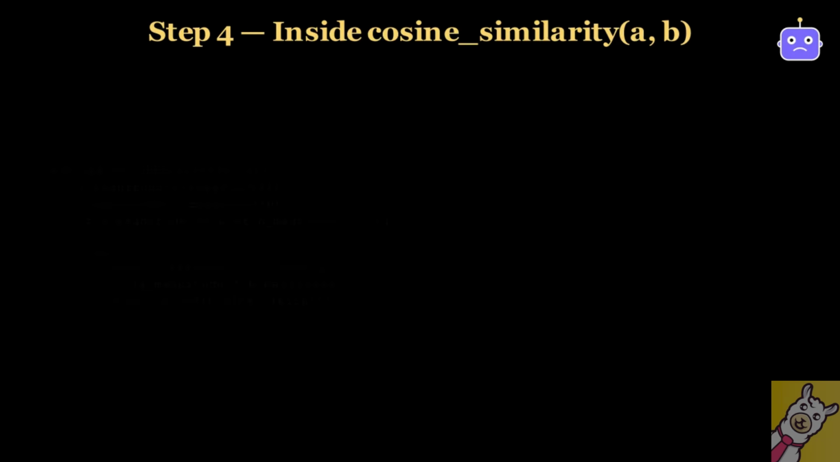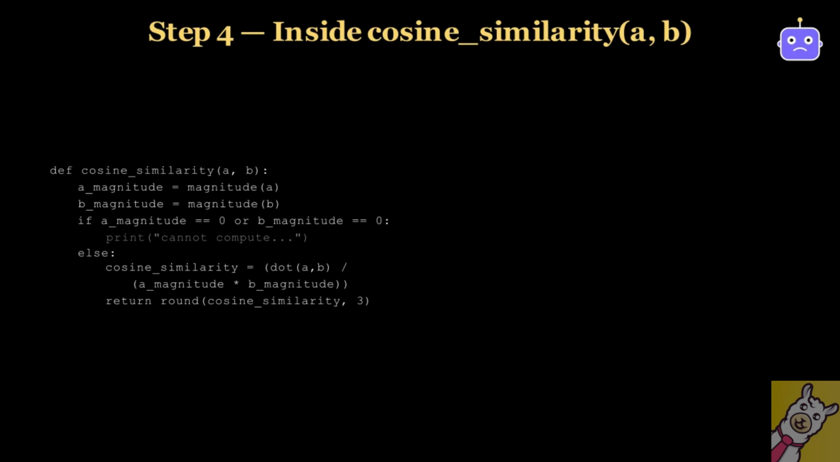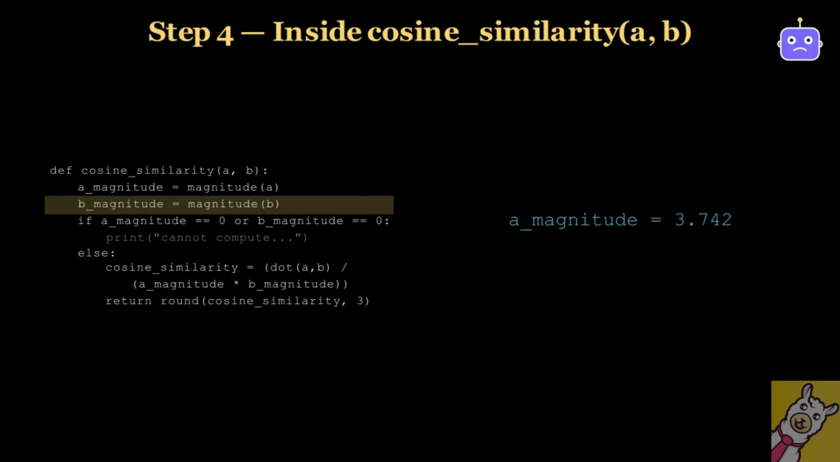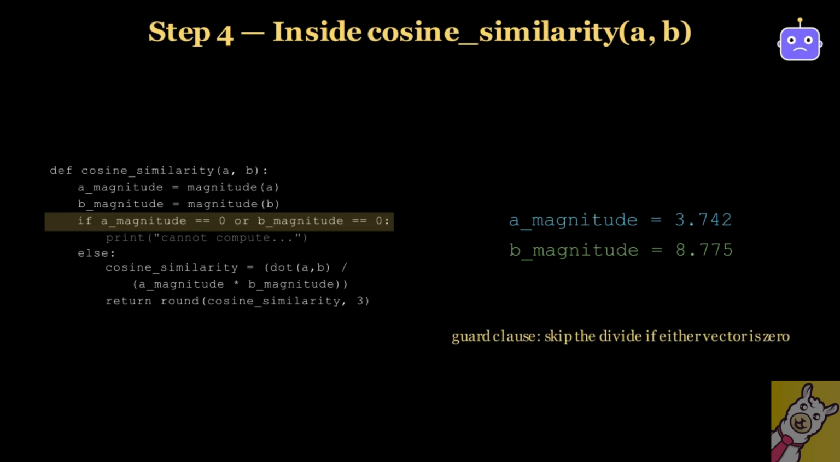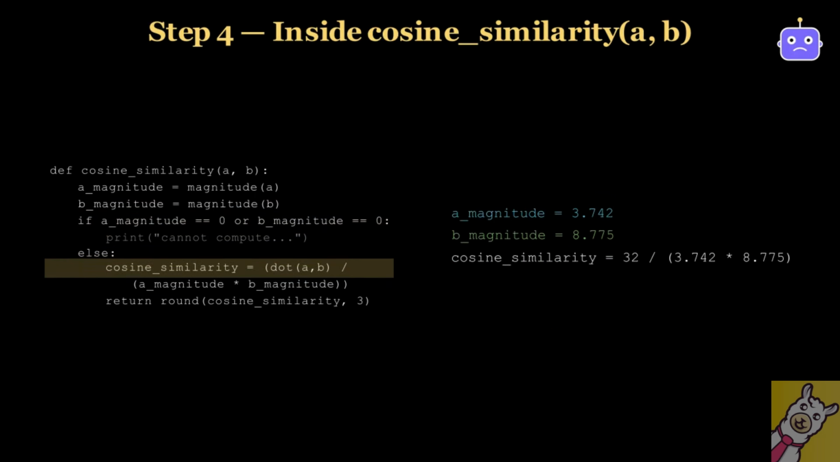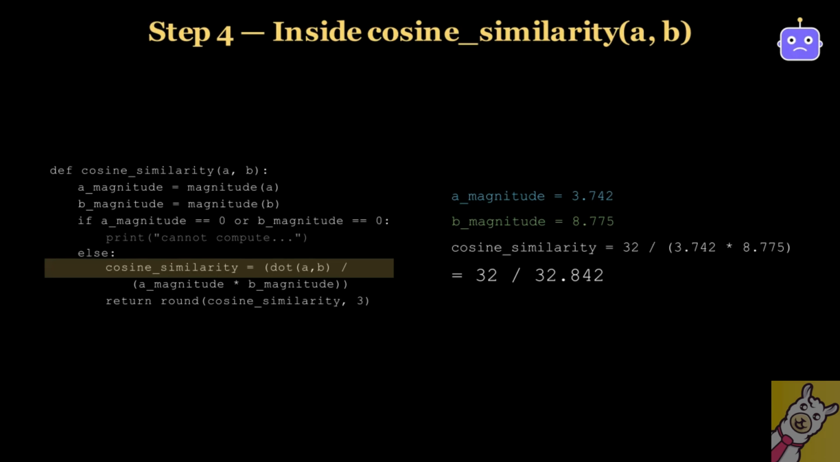Combining everything, now we have all the pieces we need. The dot product is 32. The magnitude of A is 3.742 and the magnitude of B is 8.775. The function also checks whether either magnitude is 0. This is important because we cannot divide by 0. Since both vectors are non-zero, we continue with the calculation.